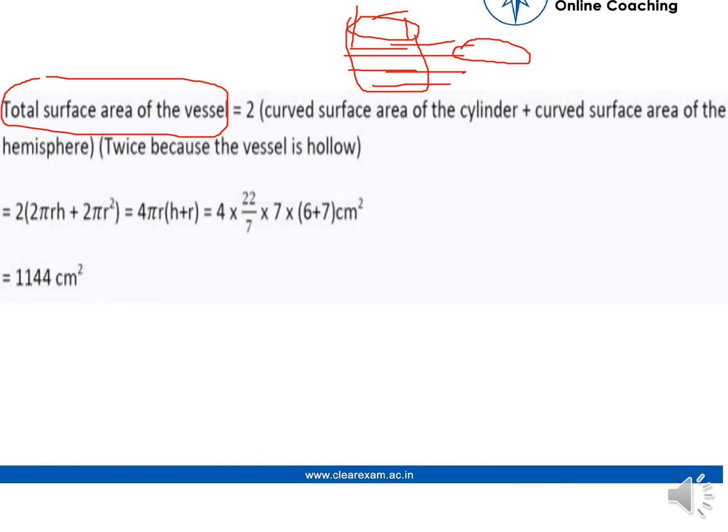So we are applying the formula here. We know that the value of pi is 22 by 7. We know that our radius is 7 centimeter. We have already found that. We know that the height is, we have already found that, and we know the radius and pi. So by calculating the whole amount, we are getting this result.